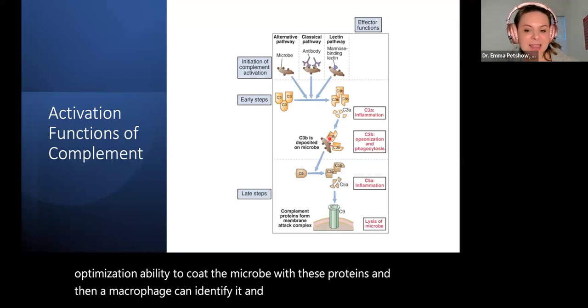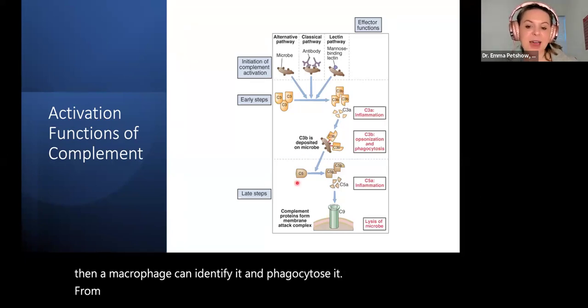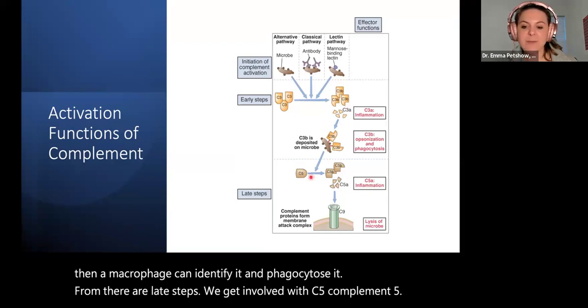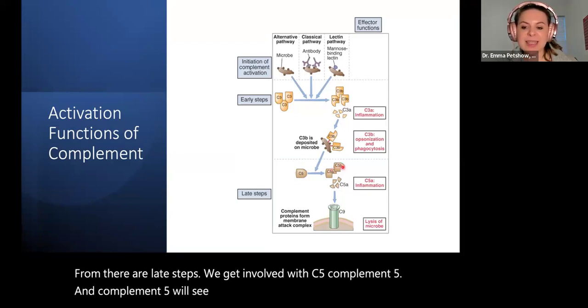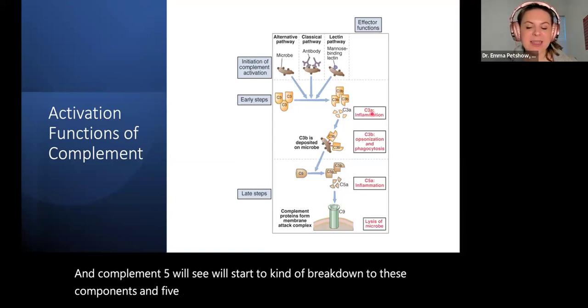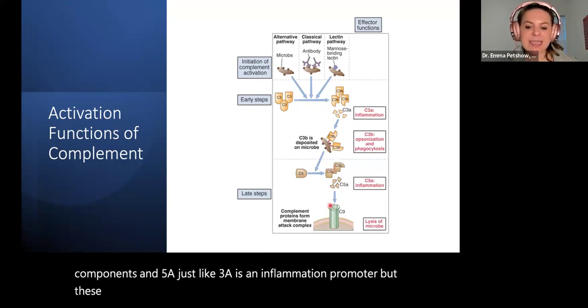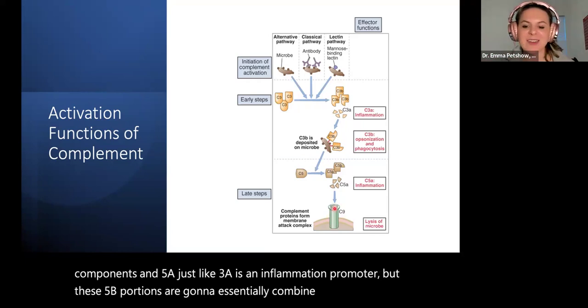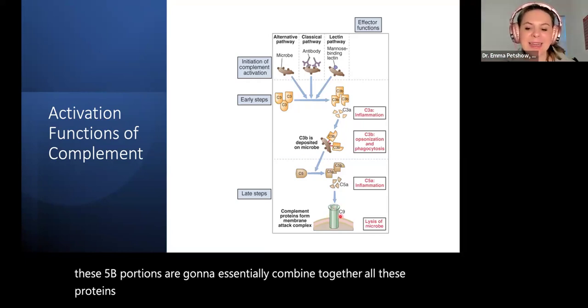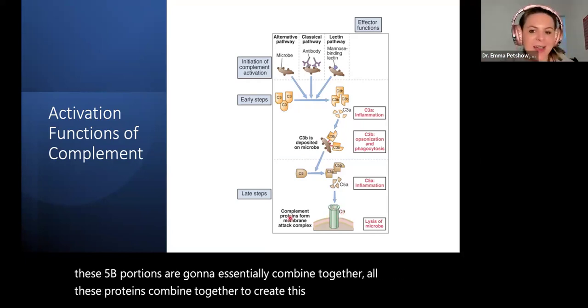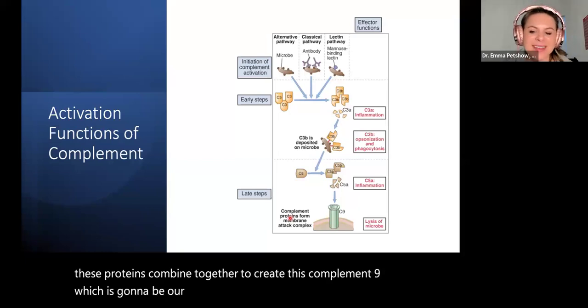From there, in our late steps, we get involved with C5, complement 5, and complement 5 will start to break down into these components. And 5A, just like 3A, is an inflammation promoter. But the 5B portions are going to combine together, all these proteins combine together to create complement 9, which is going to be our MAC attack, our membrane attack complex, which will be able to lyse our microbe.